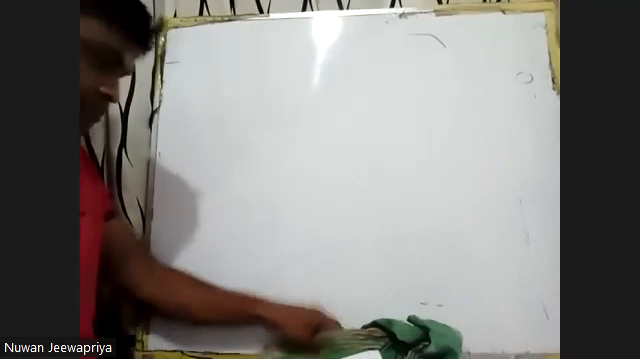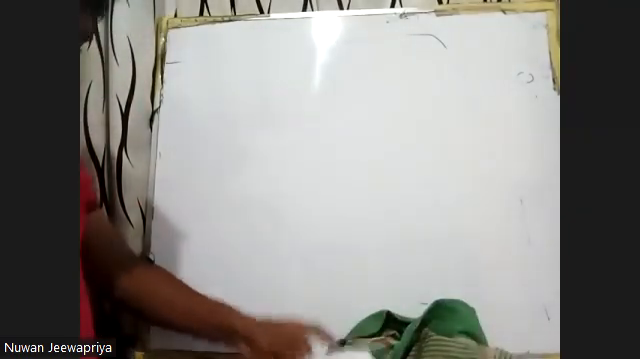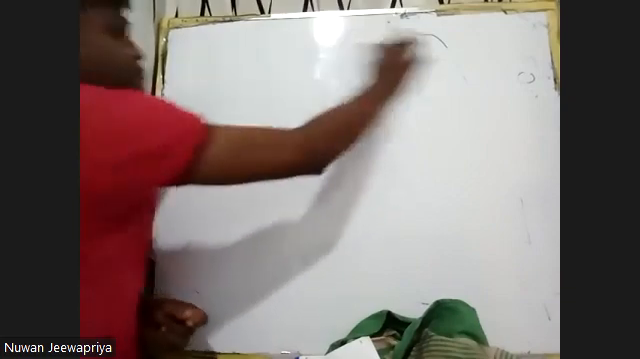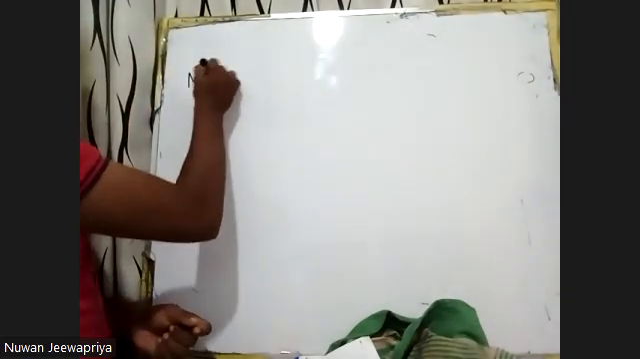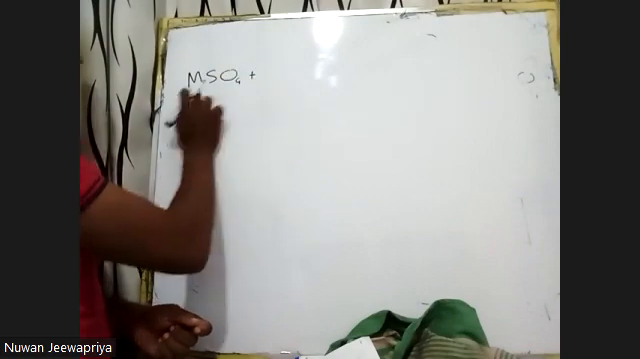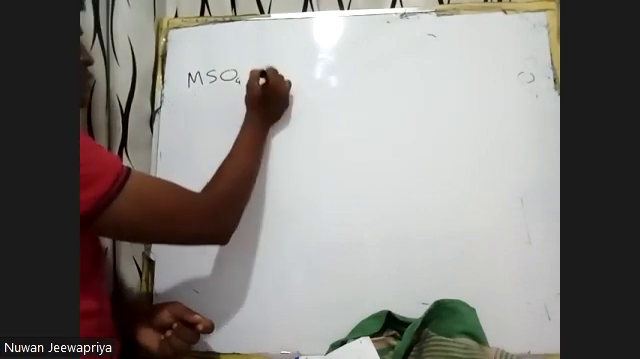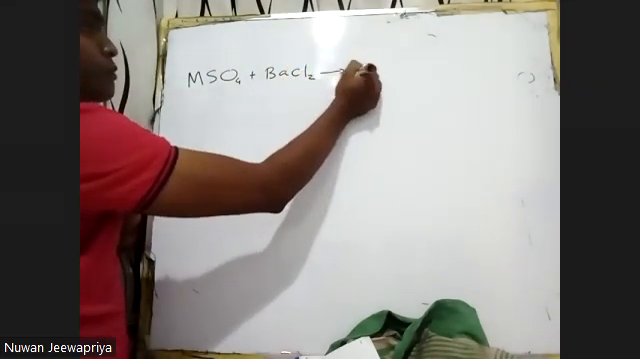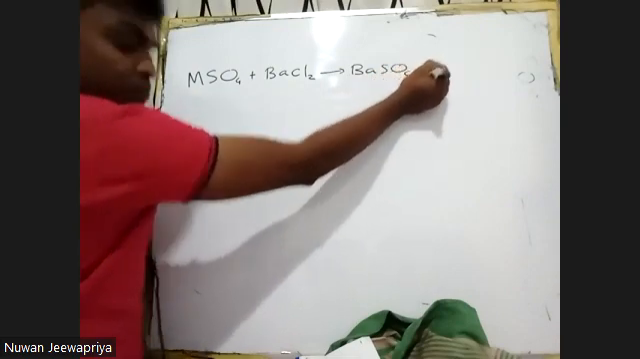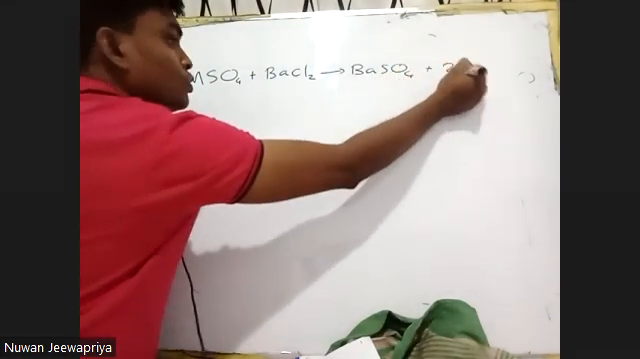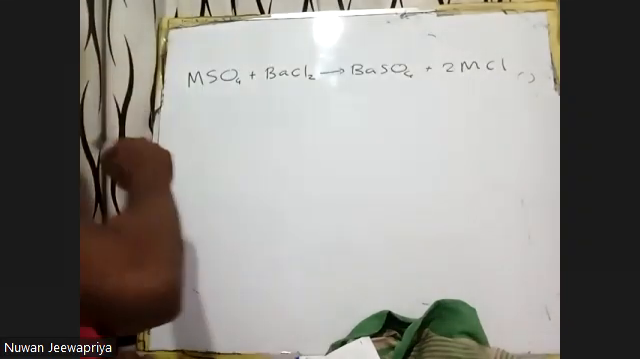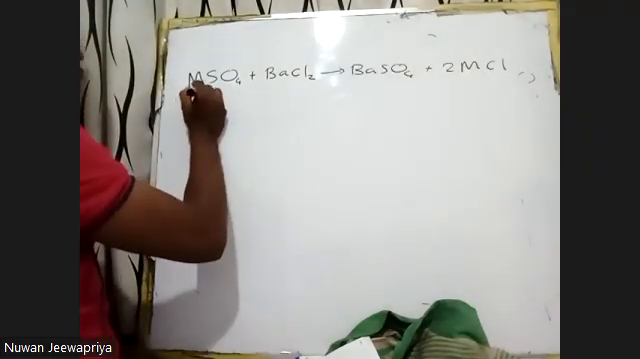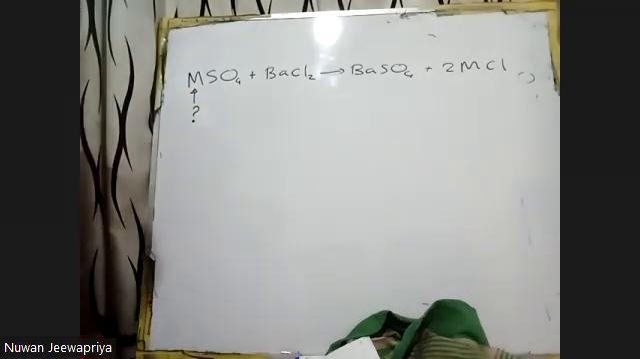Right. It's like this. Let me write the equation first. M2SO4, where M is the group 1 element, plus BaCl2 gives BaSO4 plus 2 MCl, right? So our question is actually what is this M? That's what we want to find last, right?